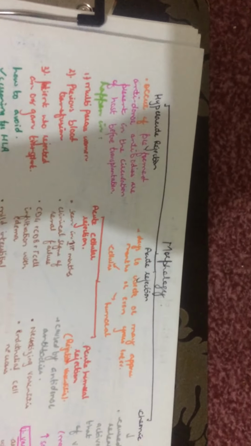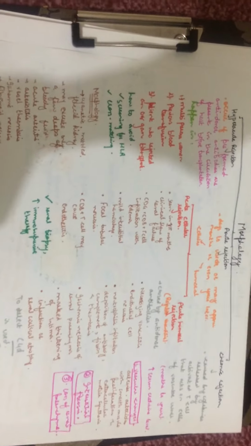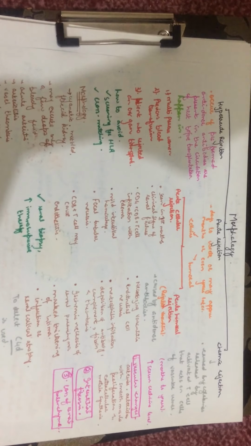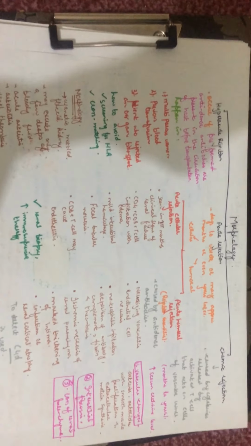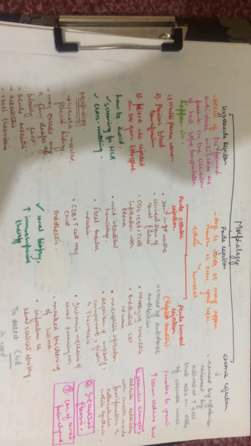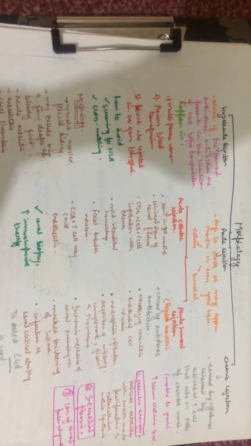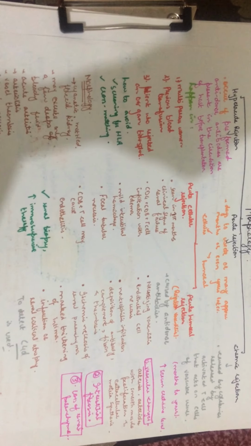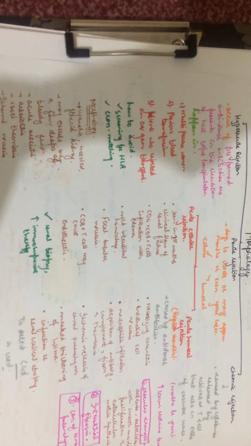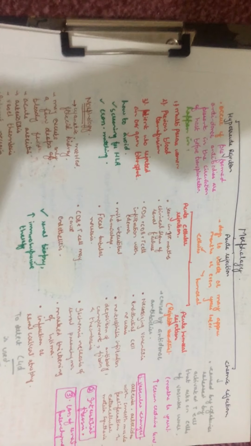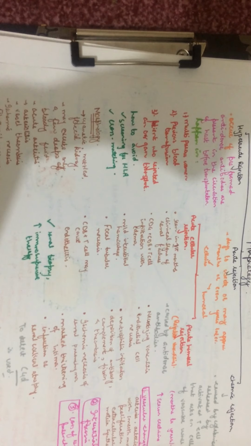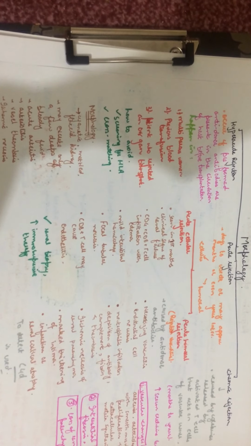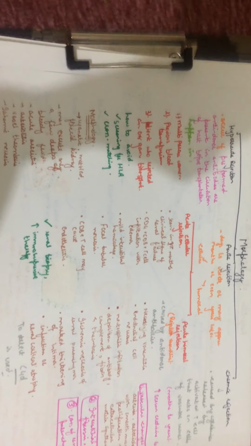Let's discuss the types of rejection. There are three types of rejection. One is called hyperacute rejection, the other is called acute rejection, and the third one is chronic rejection. Hyperacute rejection occurs if preformed anti-donor antibodies are present in the circulation of the host before transplantation. For example, in multiparous women who have anti-HLA antibodies against the paternal antigens encountered during pregnancy.